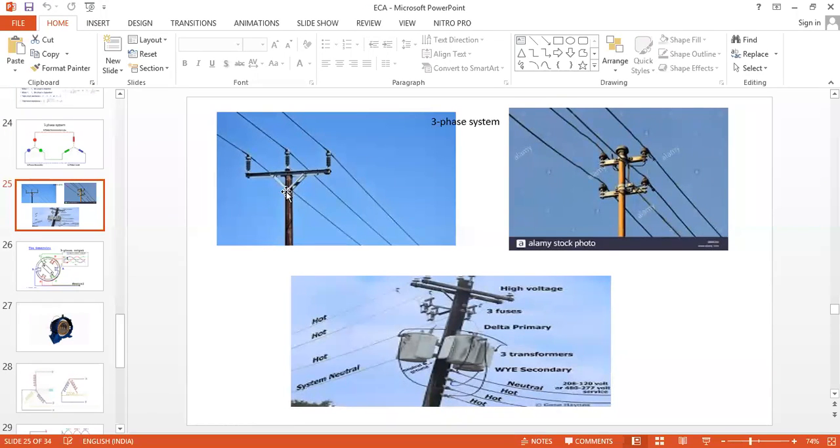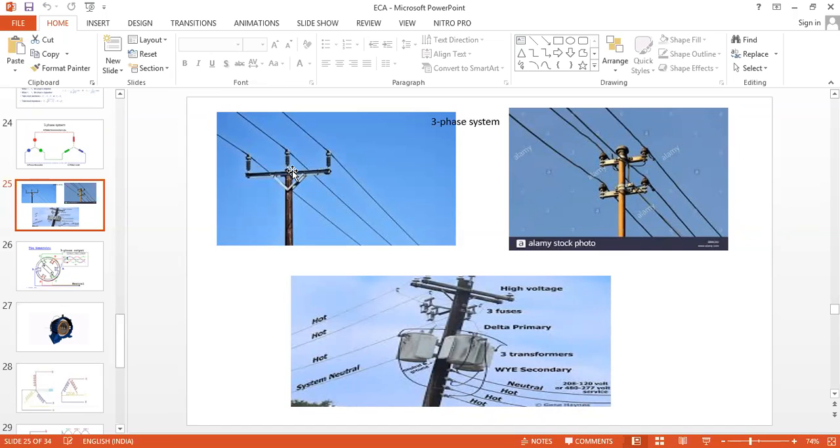If you see the poles which are placed in the outskirt region, you will definitely see only 3 wires because we are using a 3-phase system. A 3-phase system has 3 different wires which are displaced by an angle of 120 degrees. If I am not maintaining 120 degrees, I cannot generate 3 different voltages.